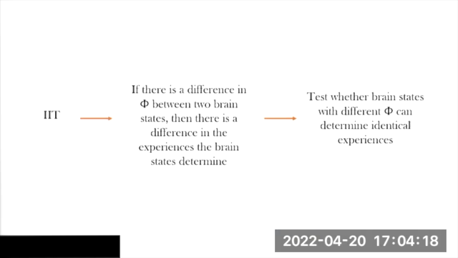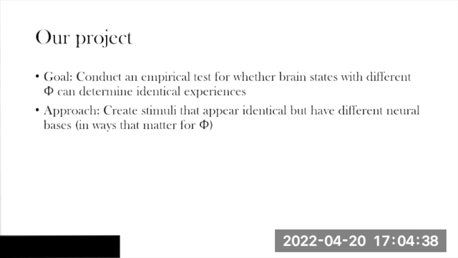So we wanted to test this prediction and design an empirical test for whether brain states with different phi can determine identical experiences. What identical means here is important: we're defining identical as phenomenologically indistinguishable. So looking at two things and not being able to tell the difference between your experience of those two things. To reiterate, our goal was to conduct an empirical test for whether brain states with different phi, so integrated information, can determine phenomenologically indistinguishable experiences.